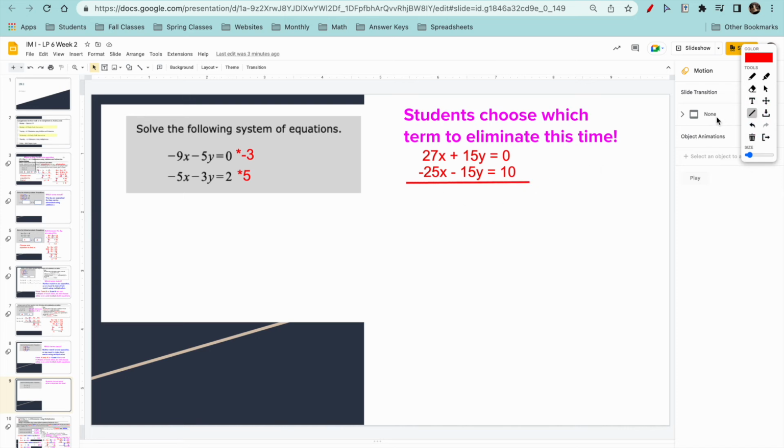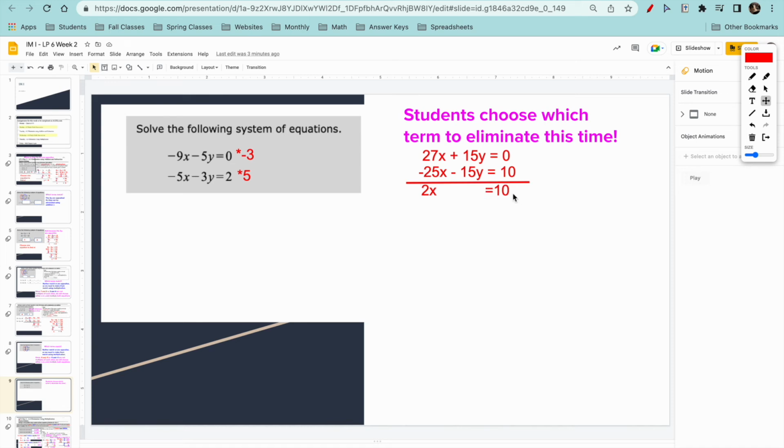And we're going to add straight down. Because they're opposites, I'm going to add straight down. So in this case, I have 27x plus -25. So when I say plus negative, I know I'm going to actually subtract. So I have 2x. The 15s cancel out, right? So 15 minus 15 is 0, equals 0 plus 10 is 10.